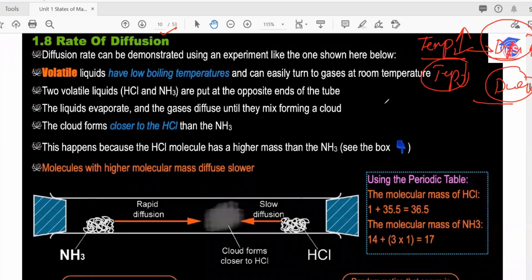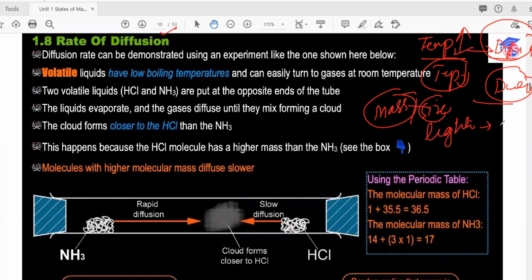After that, the mass, or in some words they use the size. Size means the mass, how heavy the particle is. If the particles are lighter, meaning less weight, diffusion will be faster. And if the particles are heavier, then diffusion will be slower. You can see the example here. I will explain it to you and you will understand this one.